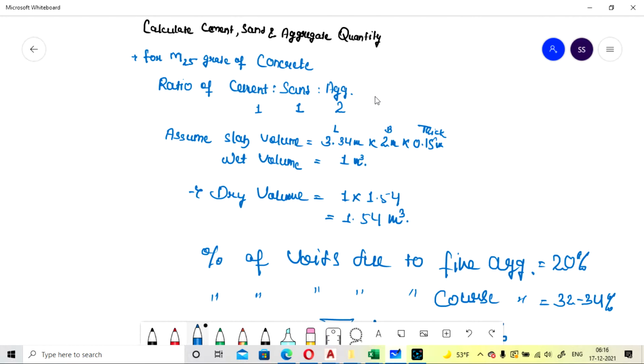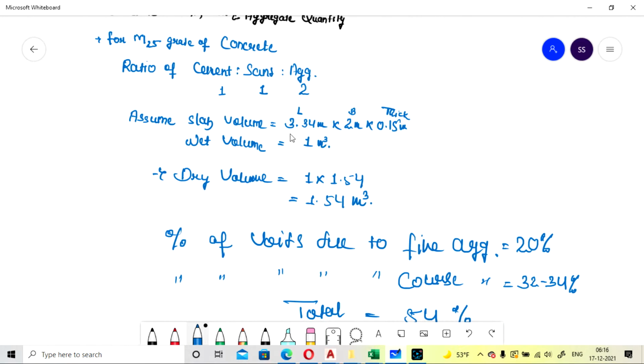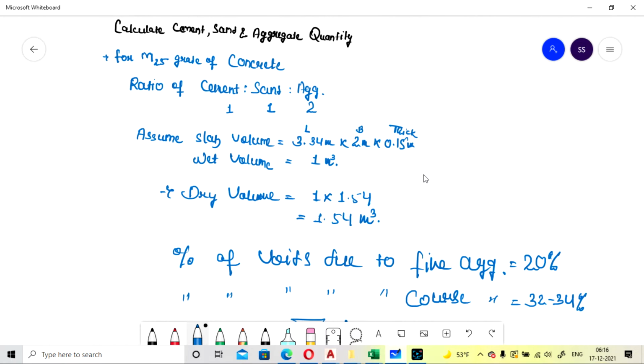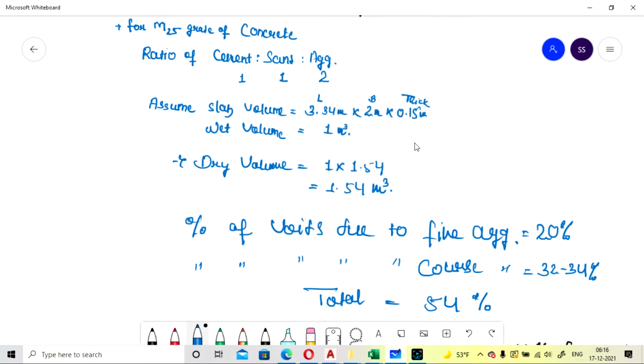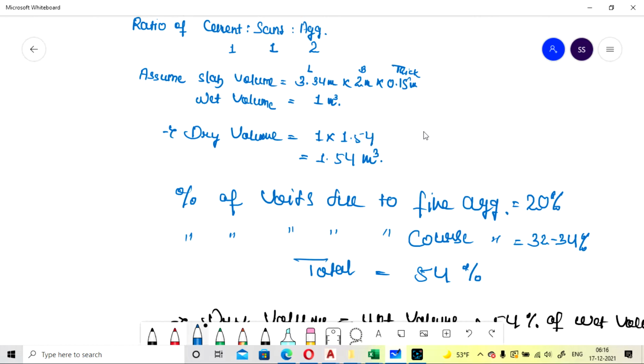Okay, so if we assume the slab volume, for which we have to find out how much cement, sand and aggregate quantity will be required. So our slab length will be 3.34 meter, its width will be 2 meter and its thickness is 0.15 meter, that is 150 mm. So our total volume that is calculated is 1 m cube. Okay, so this is a wet volume. You have to find the dry volume according to this.